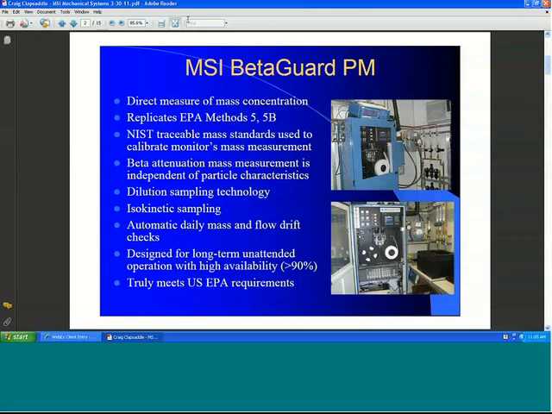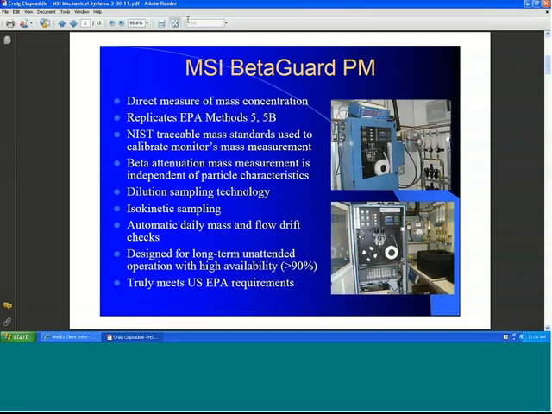The BetaGuard offers the industry a direct measure of mass concentration, and we'll talk a little bit more detail about that in the next slide. We designed the BetaGuard to replicate EPA test methods for particulate, and we do everything possible to replicate with our sampling temperatures and things like that so that we're getting the exact same particulate that the stack testers measure when they come out to your plant and do a compliance test. We use NIST traceable mass standards to calibrate the monitor's internal mass measurement using those beta gauges.